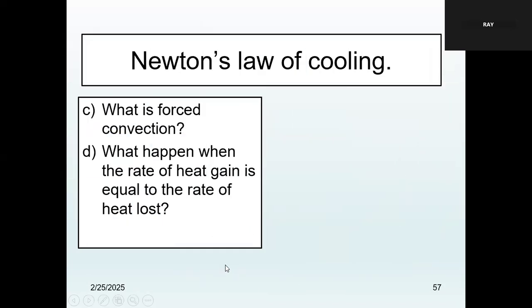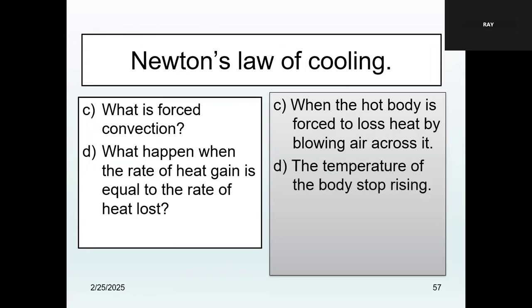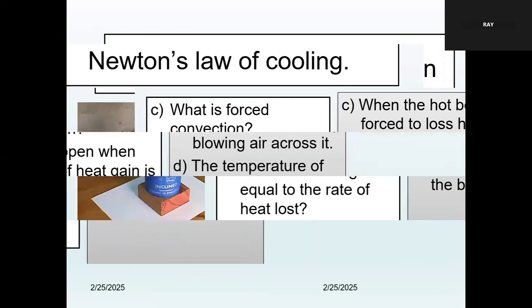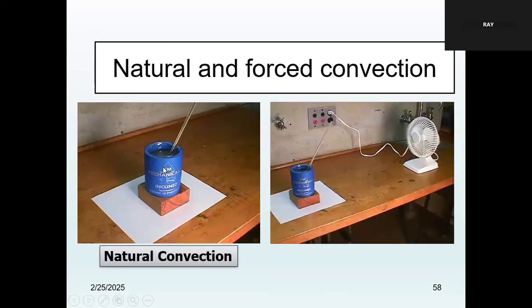What is forced convection? When the hot body is forced to lose heat by blowing air across it using a fan, that's forced convection. What happens when the rate of heat gain is equal to the rate of heat loss? The temperature of the body stops rising. This is natural convection, where you allow the heat to be lost by the vessel. This one is forced convection, where you have a fan blowing across a vessel or beaker or whatever container you are using, so that it loses heat faster.